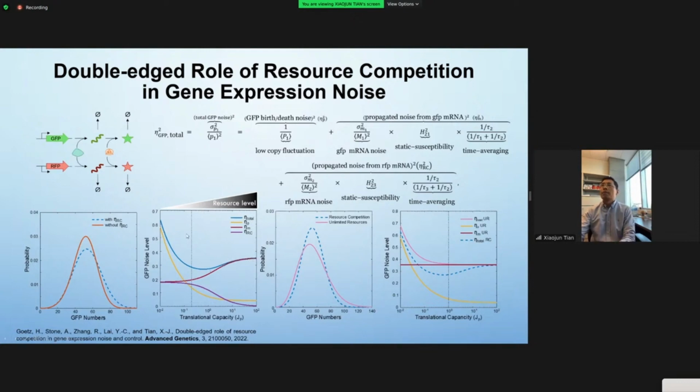Why is that? Because the resource condition could have a double-edged role. With unlimited resources, actually the unlimited resource is not good, because in the unlimited resource case we have a very broad distribution and a very large noise. The noise is always larger than the case with resource limitation, right? Because when we have resource limitation, you can see this curve, the noise for the second term is decreased when we limit the resource. That is the double-edged role of resource condition.